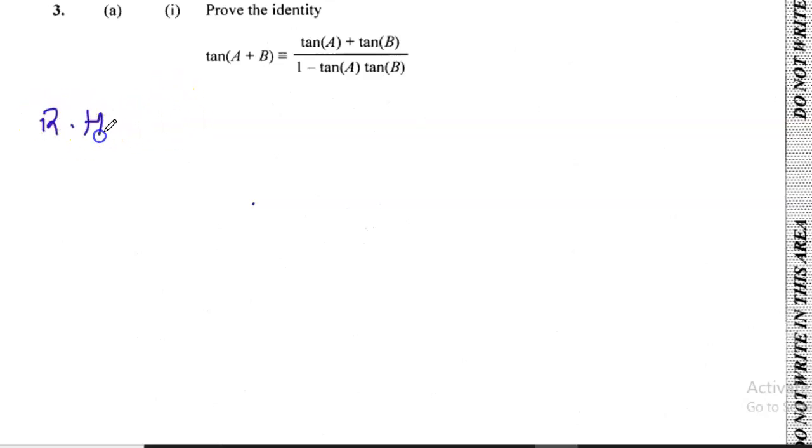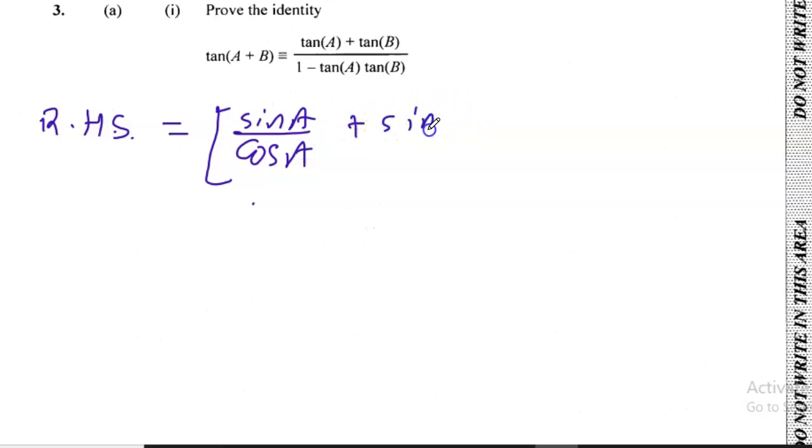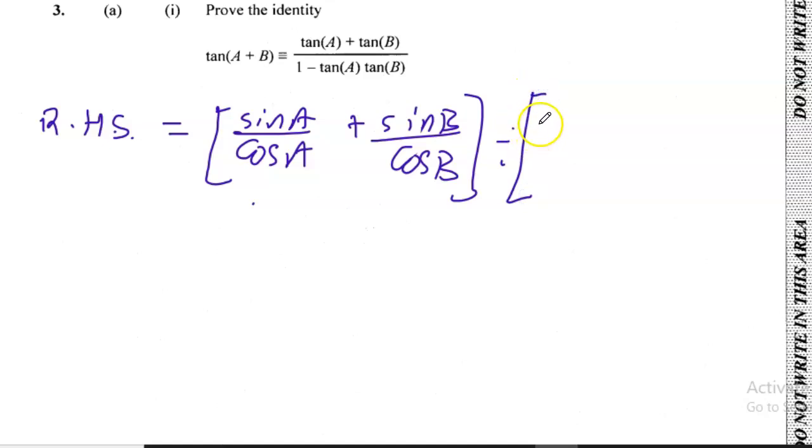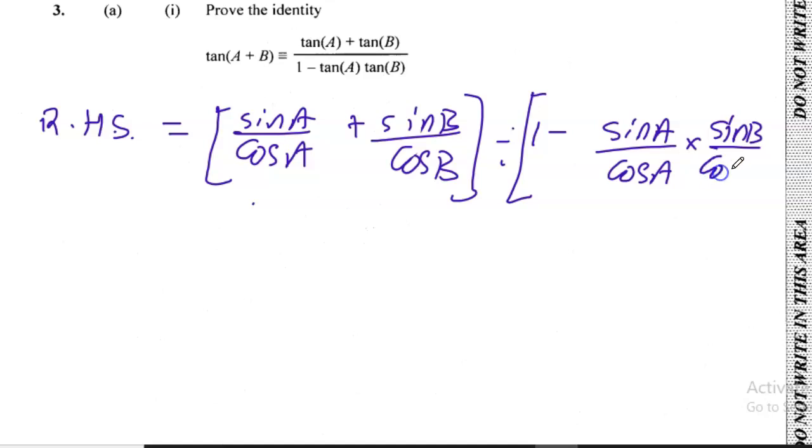So the right hand side, I'm going to rewrite tan A. So the numerator, I'm going to rewrite tan A as sin A upon cos A and tan B as sin B upon cos B, divided by, and the denominator is 1 minus tan A, that's sin A upon cos A, times sin B upon cos B. Now let's see how best we can simplify this now.